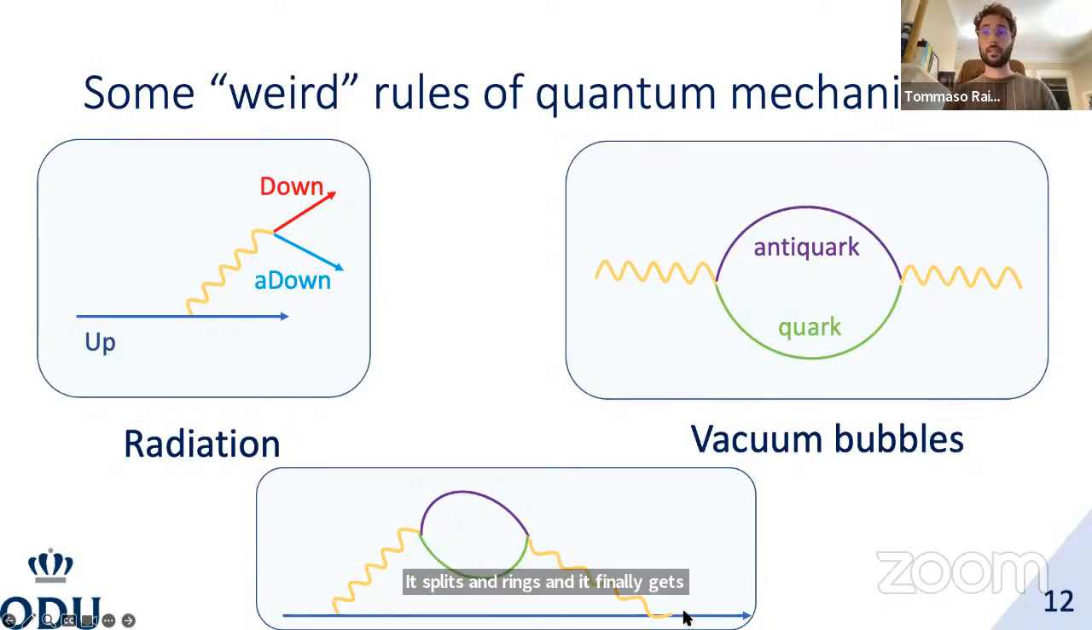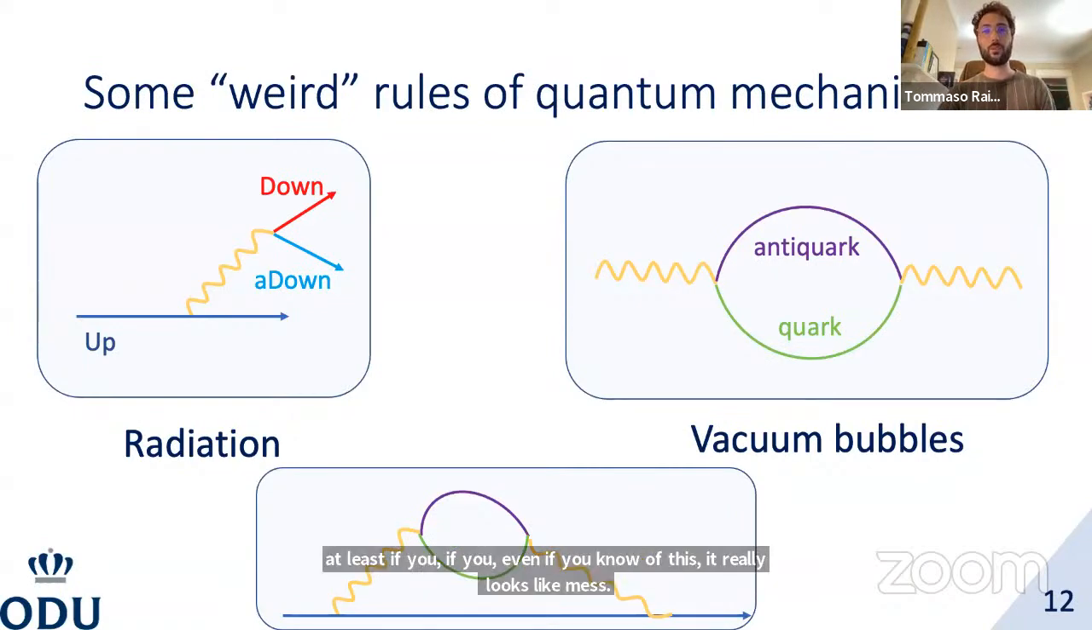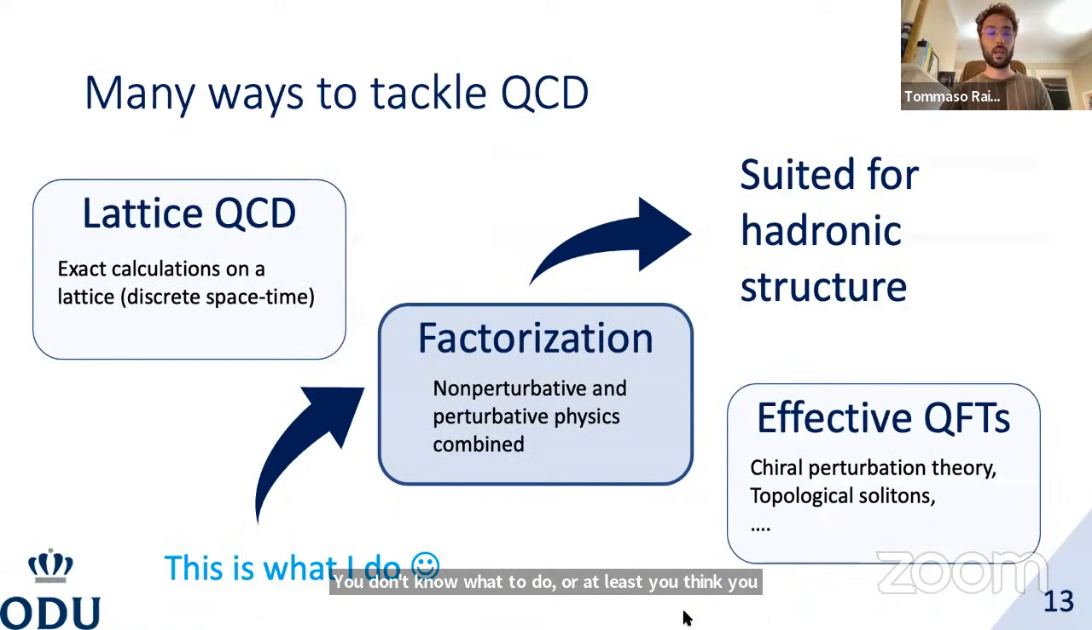You have all these nested graphs, and you cannot neglect them. You really have all of them, and that is the problem. It's not just one freely propagating quark. It's everything. Now, this looks like a mess. If you know of this, it really looks like a mess. You don't know what to do, or at least you think you don't. But there are many, many ways to tackle this, stemming from the framework of quantum field theory. There are many ways to try to solve QCD.